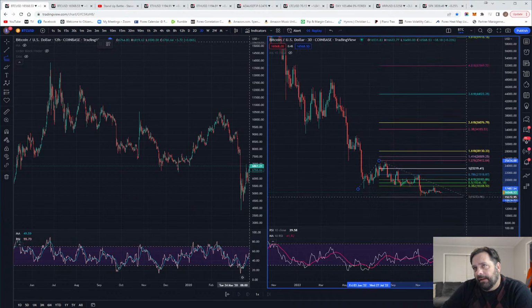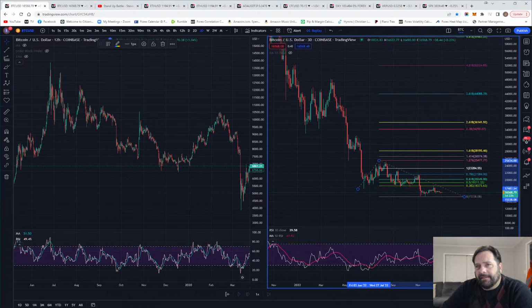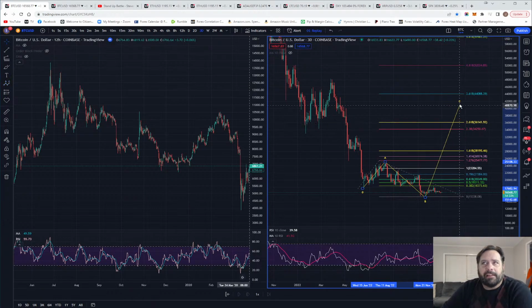Okay, now it may or may not do it, right? But I say a conservative target is going to be an ABC that gets us up here to about 195. That's ultra conservative. I think the better target, more than likely, is going to be the 36,141 range right here. But I think a very likely target is this $43,000, $44,000 range right there. It all depends on how you pull the fibs exactly.